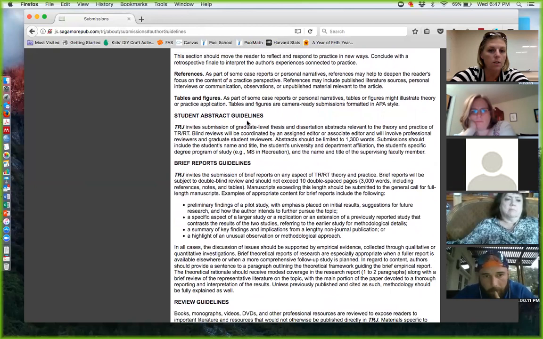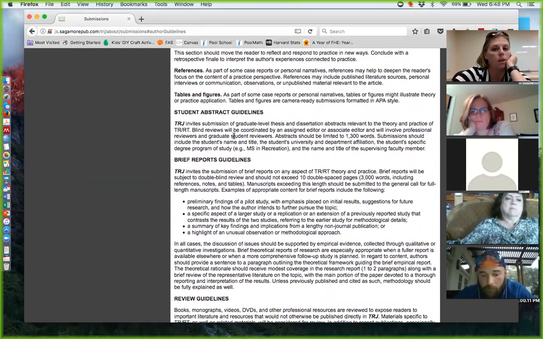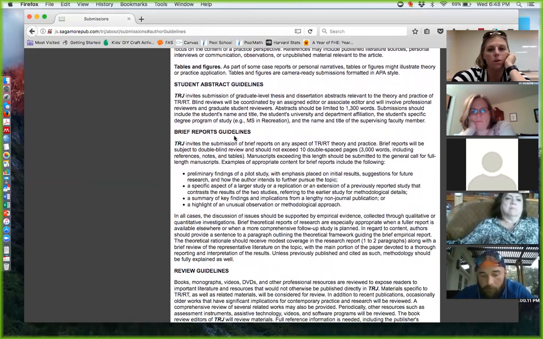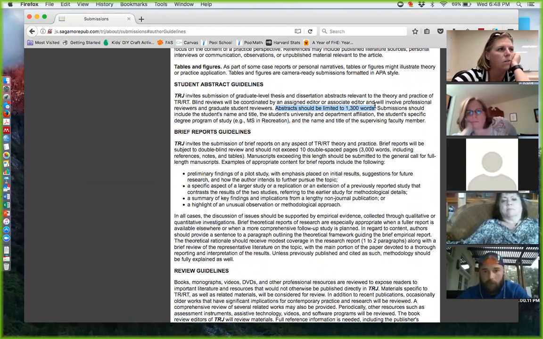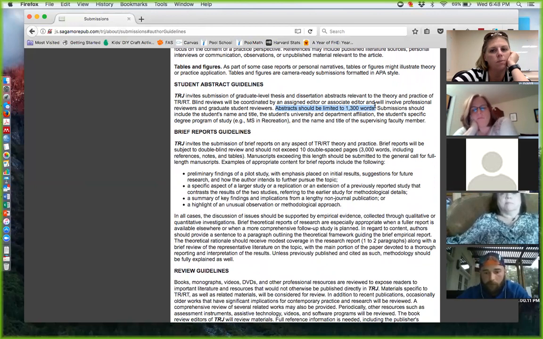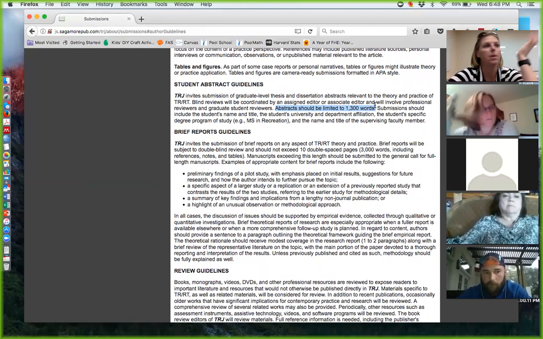Student abstracts. This is awesome, guys. You can publish your work before you're like a big-time faculty member or anything like that. You can do stuff now. And so you can go in here and look at what it would look like. So if you wanted to publish your thesis, so not a full article, but a little bit about something that you did, and 1,300 words, what is that, like 7-ish pages? 6 or 7 pages? That's not too bad, right? I mean, 20 pages is not too bad for me. I'll just keep on writing, but, you know.